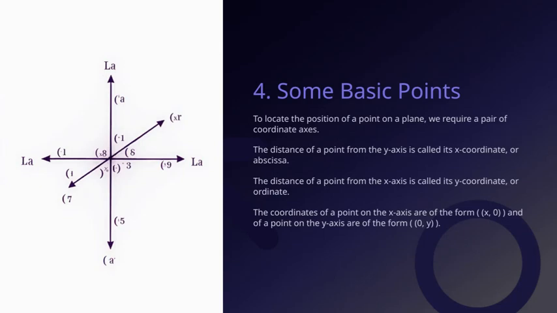Let's start by looking at how we identify points on the coordinate plane. A point on the x-axis has coordinates of the form (x, 0), meaning its y value is 0, and similarly, a point on the y-axis has coordinates of the form (0, y), where its x value is 0.